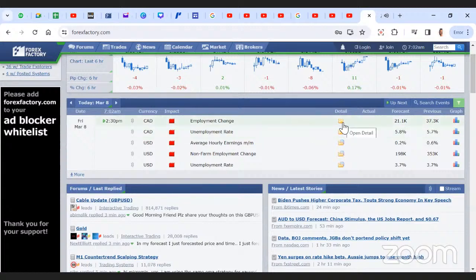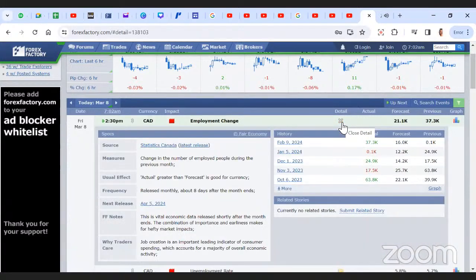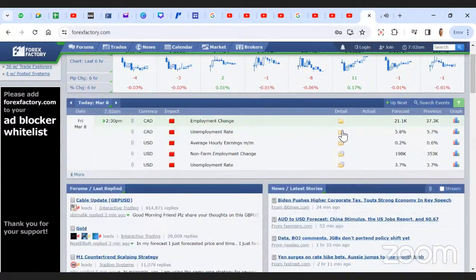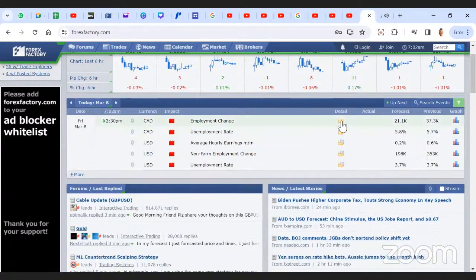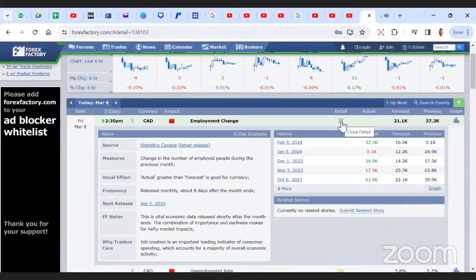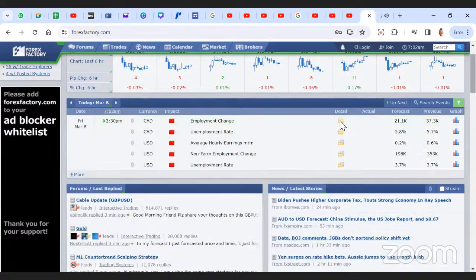For the unemployment change, it measures the change in the number of employed people during the previous month, and actual greater than forecast is good for the currency. And for the unemployment rate, it measures the percentage of the total workforce that is unemployed and actively seeking employment during the previous month. Now, there's a contrast here. This one, actual less than forecast, is good for the currency. For the first one, actual greater than forecast is good for the currency. For the second one, actual less than forecast is good for the currency.